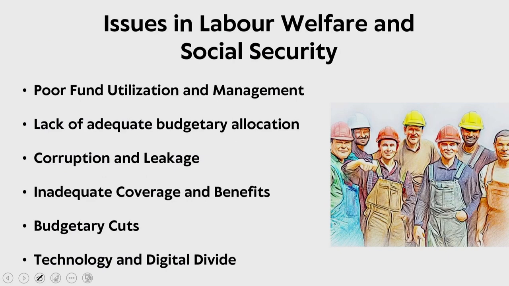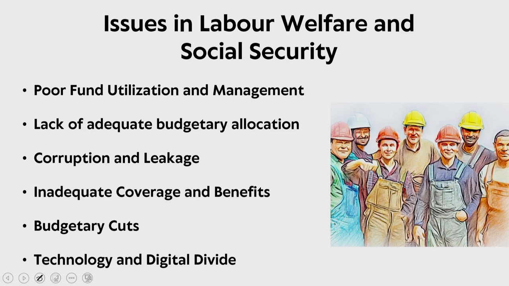When you look into the issues in labor welfare and social security, as I've already mentioned, the first important aspect is poor fund utilization and management. What specifically happens with respect to the fund allocated to a particular program is quite a question. For example, previous CAG audits revealed that almost 1,927 crore, almost 2,000 crores, accumulated in the National Social Security Fund since its inception and had not been utilized at all.